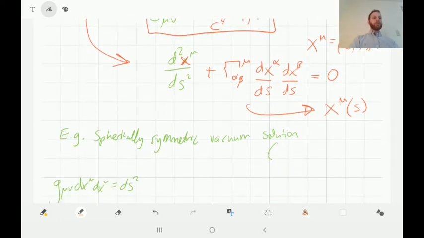So that vacuum solution is called the Schwarzschild solution, or the Schwarzschild metric. Let's see if I can get the spelling right. Schwarz or Schwarzschild.